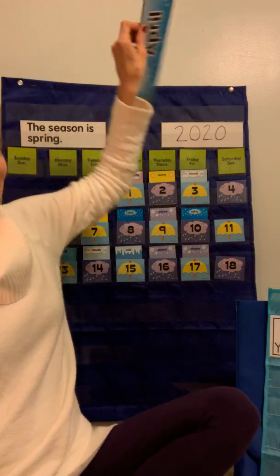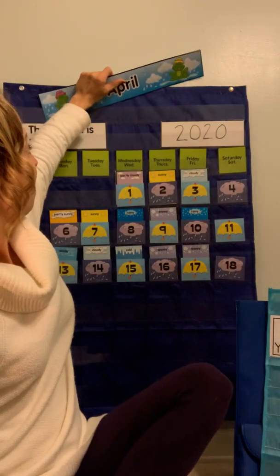We always start with the month. Our month is, do you remember? It's April. It starts with a capital A-P-R-I-L. April. Can you spell that with me? A-P-R-I-L. April. All right. So we're going to put our month right up at the top of the calendar where it goes. And we are going to look and count how many days of the week we have.